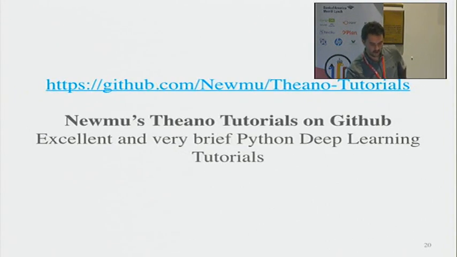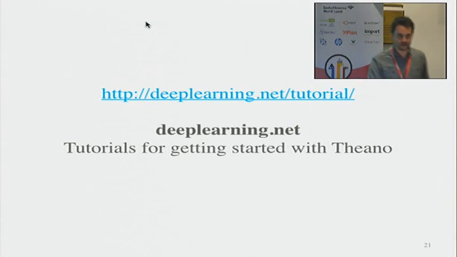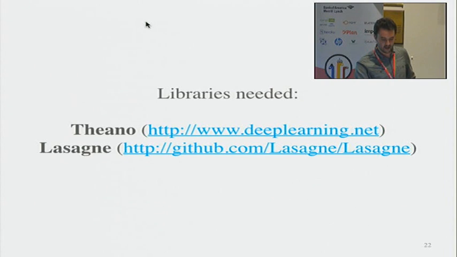Next up, Newmu's Theano tutorials on GitHub. They're very, very brief. They're based on Theano, and they're all Python. They're very short, and it's like the minimum amount of code you need in order to get going with deep learning and deep neural networks. And then finally, deeplearning.net has more in-depth tutorials that go through the maths, the theory, everything. And this is how I got started with it, and it's really good.